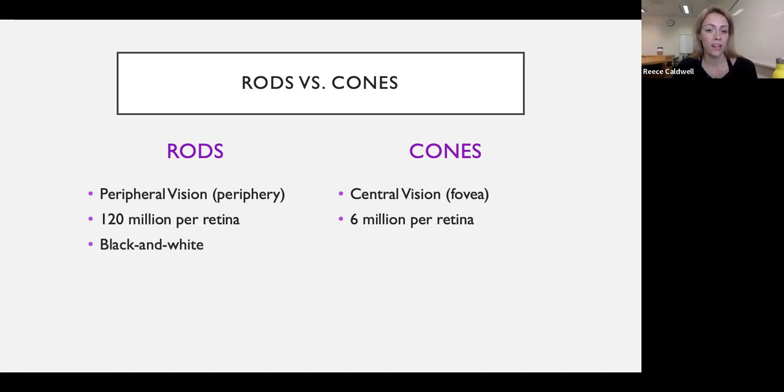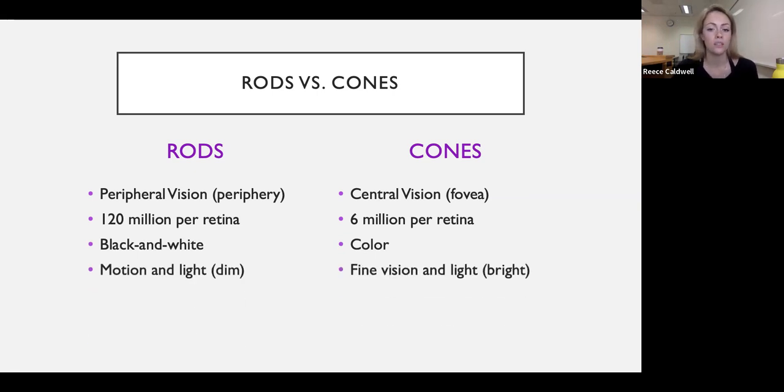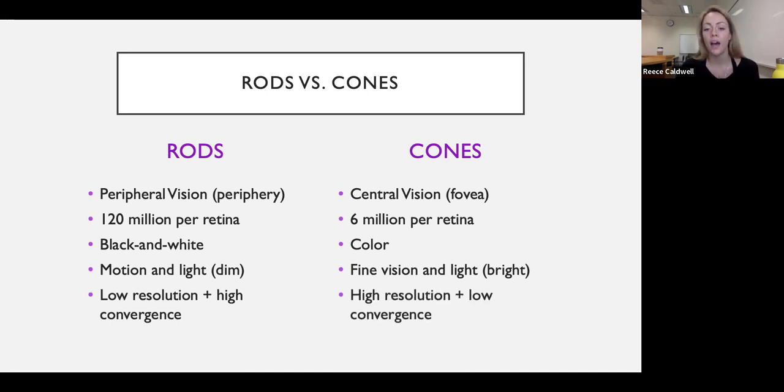Rods deal with black and white vision, whereas cones deal with color vision. Rods deal with motion in dim light, whereas cones deal with fine vision and bright light. And then one last time, rods deal with low resolution and high convergence, and cones work for high resolution and low convergence. So if you can remember resolution or convergence, if you just remember one, just know the other is inverse.